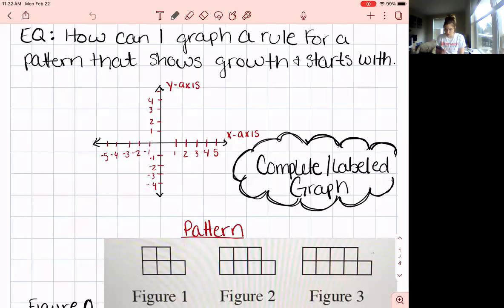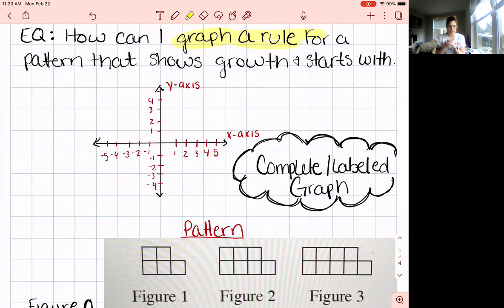All right, so these are 4.1.3 notes. So your essential question, how can we graph? So today we're going to add graphing a rule for a pattern and showing where that graph grows and starts. On the top here, I've just included what a complete setup for a graph would look like.